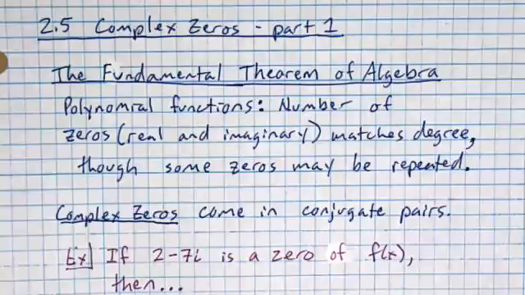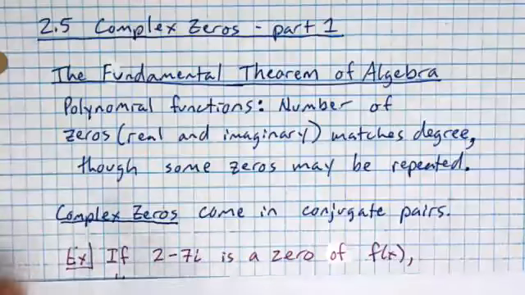So again, fundamental theorem of algebra: whatever the degree of your polynomial is, that's how many zeros you have. Zeros may be complex or real. Some of them might be repeated. And then the other big theorem that we're going to be using quite a bit today is this one.